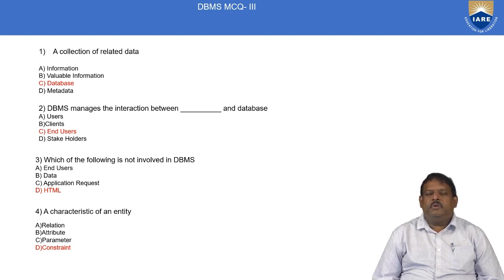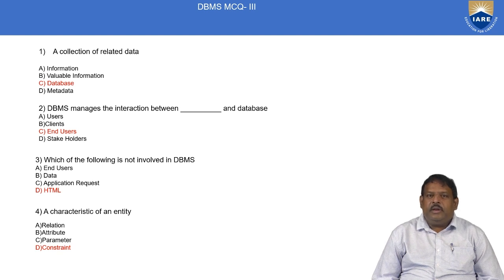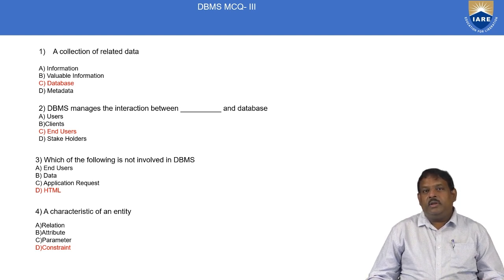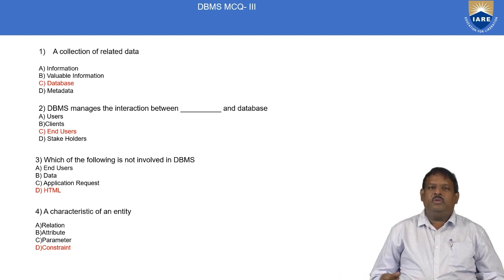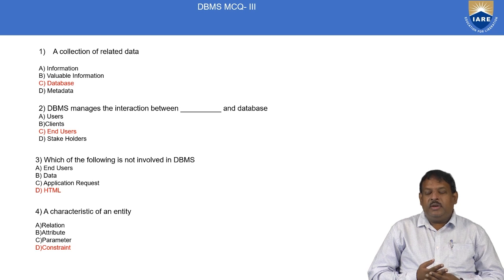Next question: DBMS manages the interaction between dash and database. So DBMS is a system, and it involves many stakeholders. What is the interaction? Database is there, and who is going to use the database? Here we have users, clients, end users, and stakeholders. All these are stakeholders. The user is a stakeholder, client is a stakeholder, end user is a stakeholder. But here, the most appropriate one is the end user.